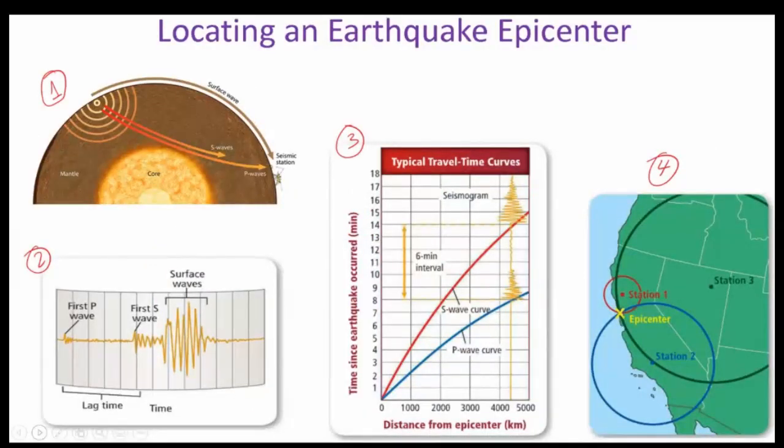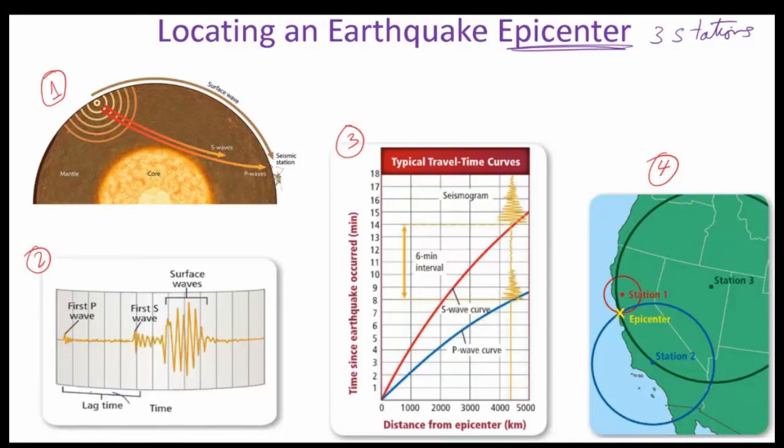How to locate the epicenter of the earthquake? To locate the epicenter of the earthquake, we need at least 3 stations. Each station will sense the vibration. So they will make a chart, the P wave first, and after some silence, the S wave, and after that, the surface wave.